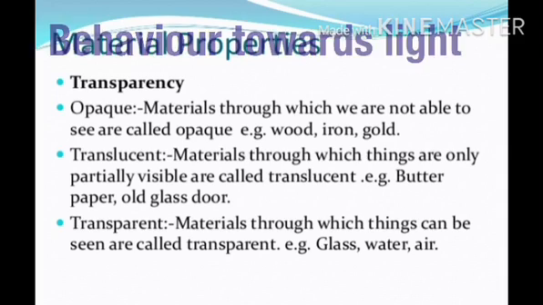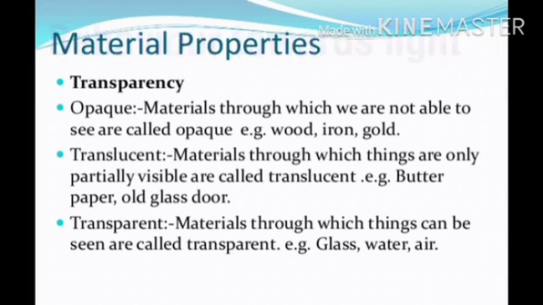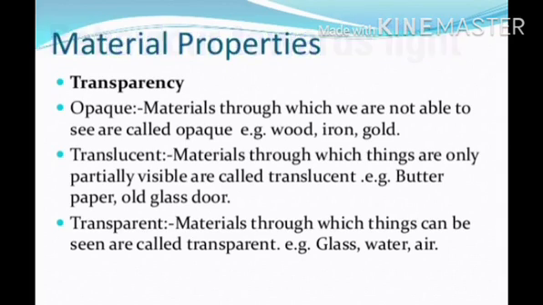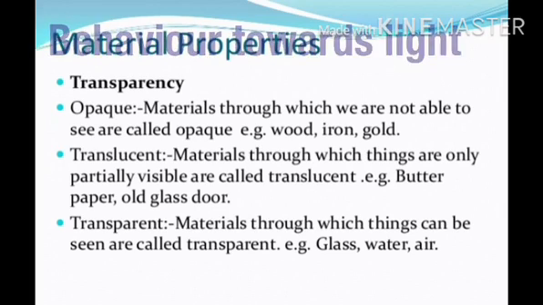Now the behavior towards light of the material is transparency. Have you seen sunlight coming into your room through the glass or window? Does the sunlight enter your room through the wall? No, light does not enter your room through the wall. You can see outside things from the glass window but not through the wall or a wooden partition. You can see through the glass because it allows the light to pass through it. A wall or wooden partition does not allow light to pass through it.